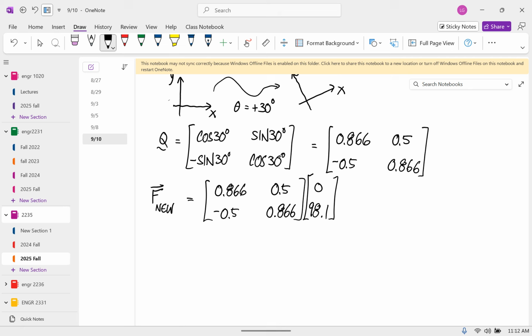And the way you calculate matrices, well, first of all, you don't ever have to do matrix multiplications. You don't have to know how it works. Your calculator will do it for you. Just use the regular multiplication sign.